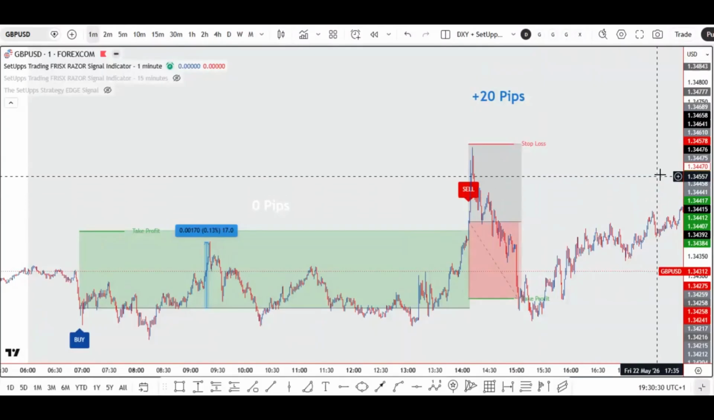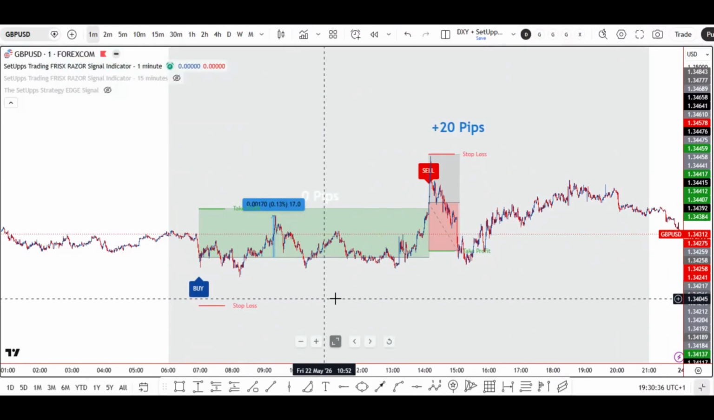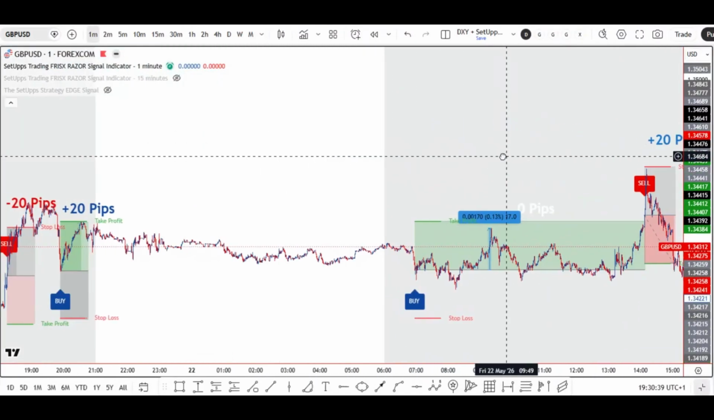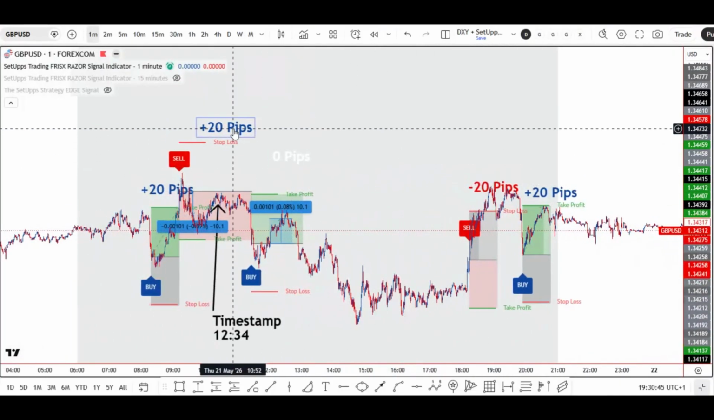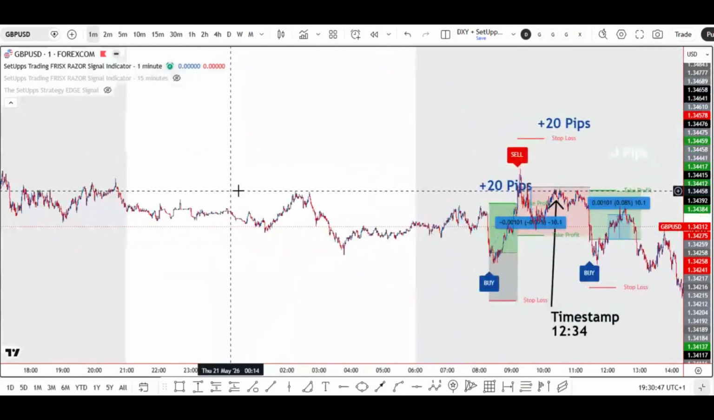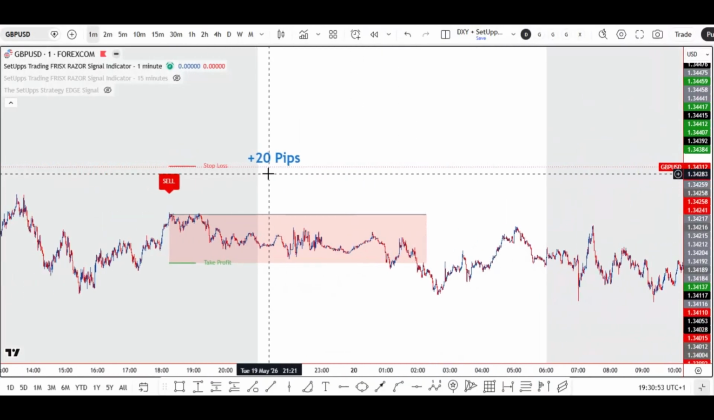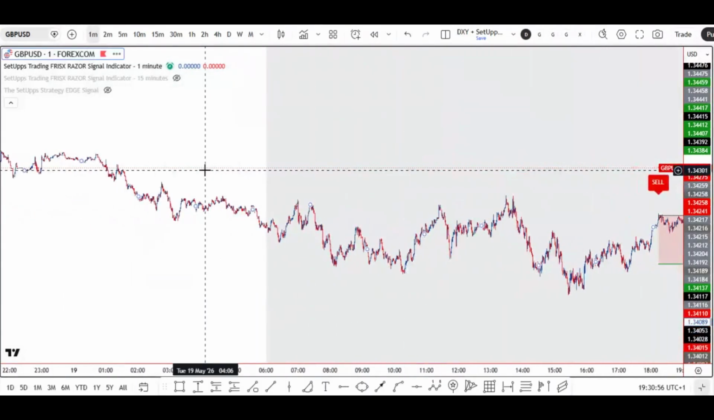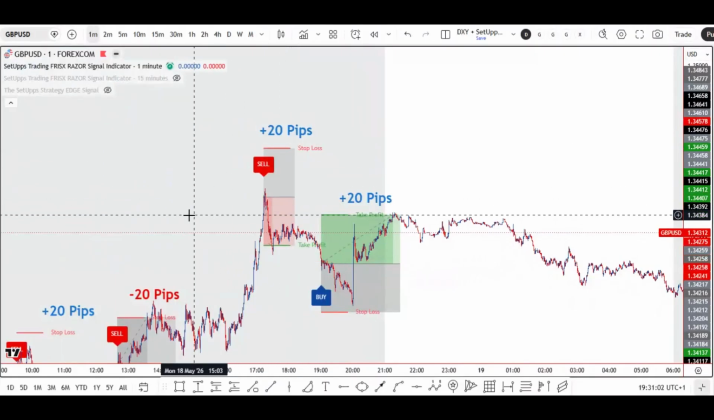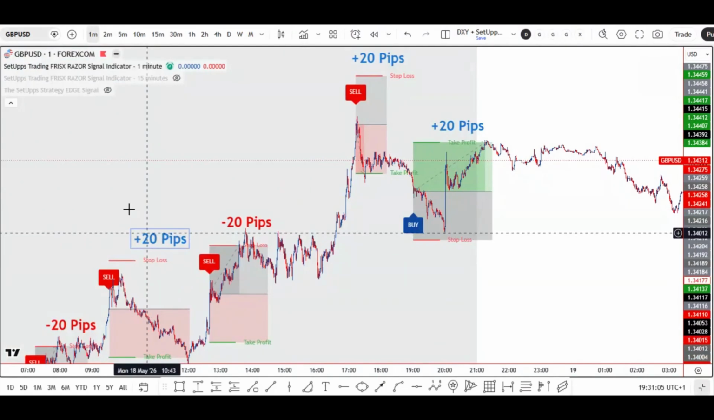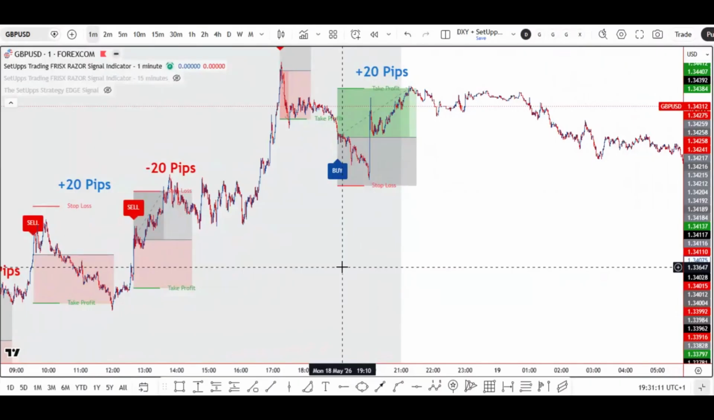So in total, if we count the total amount of pips that we've made for the week, we've got plus 20, plus 40, minus 20, plus 20, plus 40, plus 60, minus 40, plus 60. That comes to 80 pips. So it's still not bad. I thought it was 100, but hey, it's 80 pips.